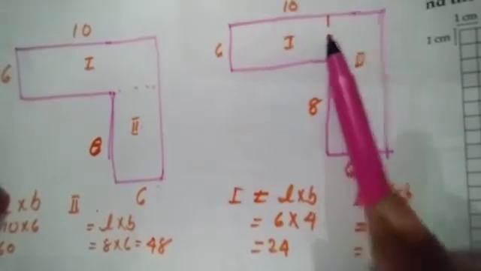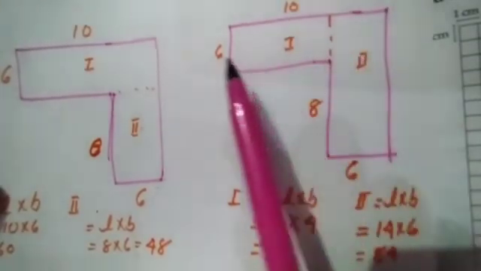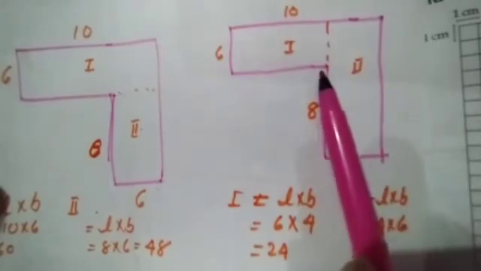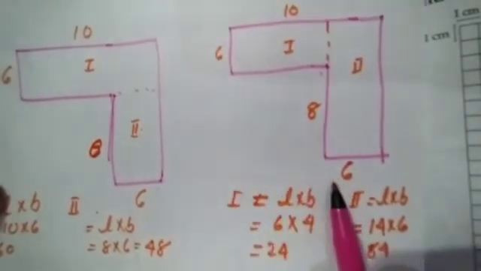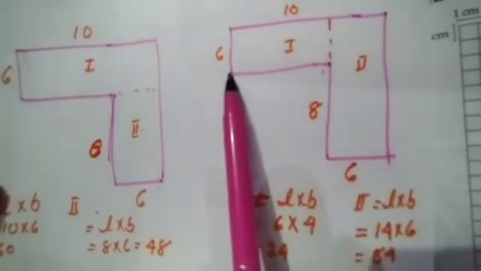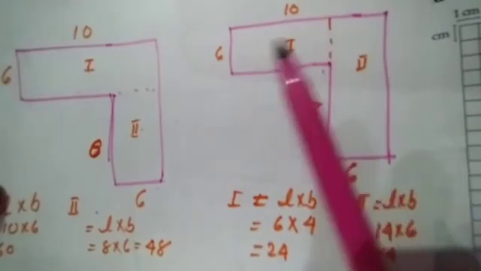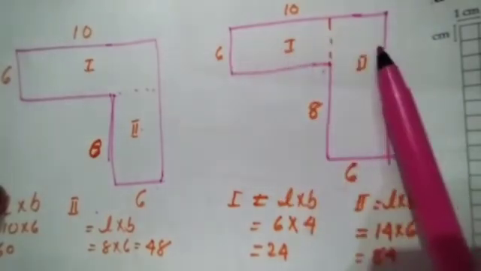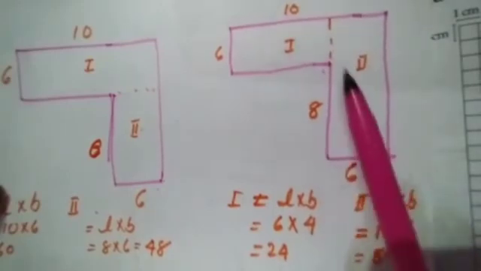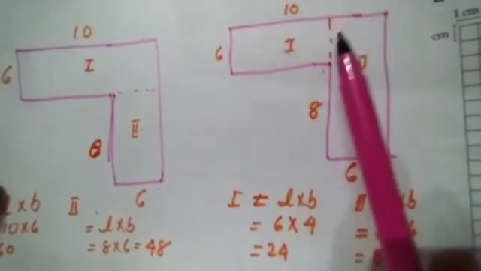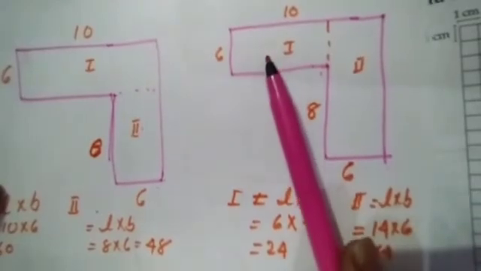This figure, you can divide into these two parts. That is, you can draw this line also here. Then this breadth is 6, this breadth is 6, so the total is 10. This one is 6, so this length equals 10 minus 6. Total is 10. This length is 6. Then 10 minus 6 is equal to this one, 4.